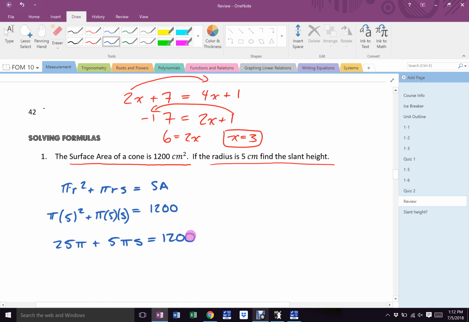What has to move? I am eventually going to have to get rid of 5 because I need s by itself. What else am I going to have to get rid of? I'm going to have to get rid of pi. What else am I going to have to get rid of? The 25 pi.